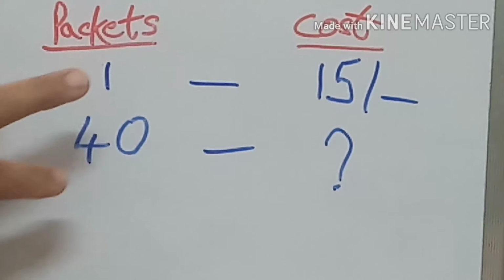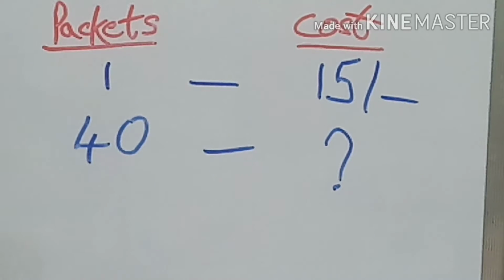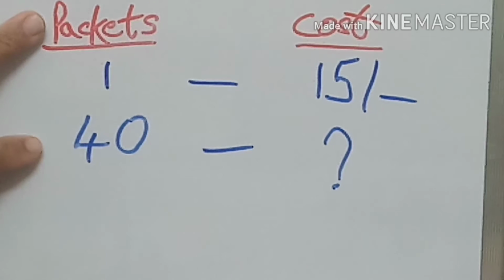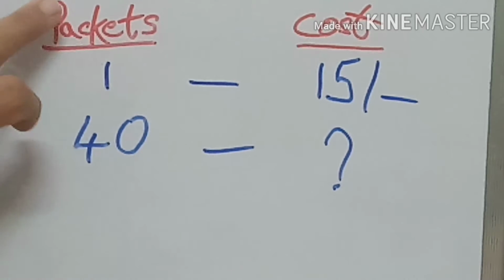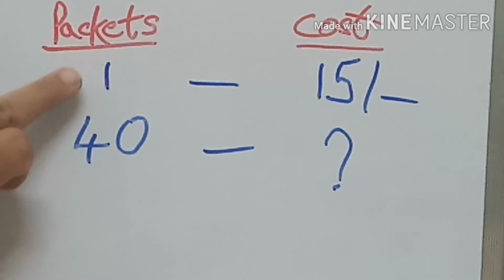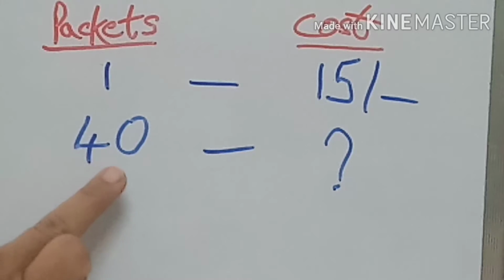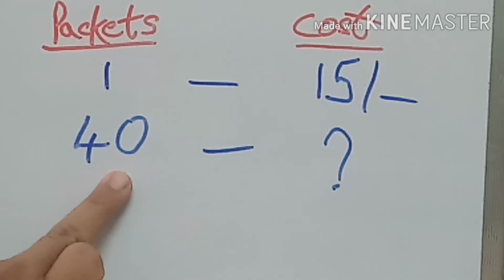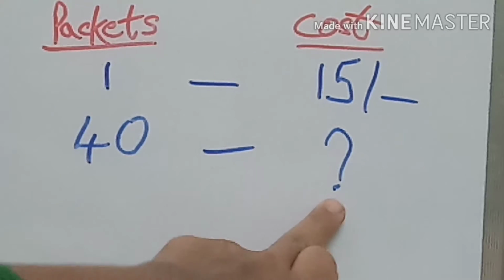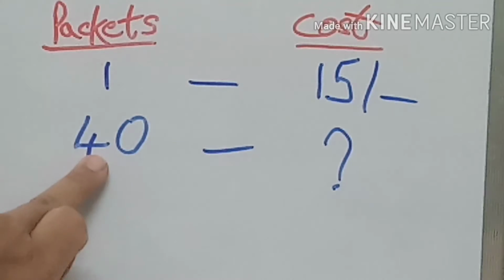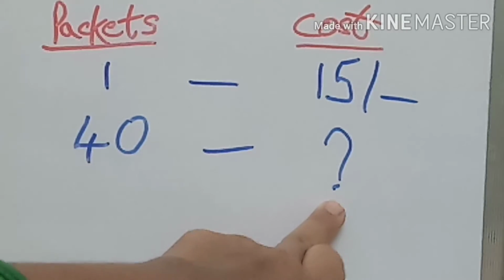So like this, for any word problem, whatever kind, big or small, simple or hard, the format is this. In rough work, first we need to do this in order to have a clear understanding. Packets, cost: one packet costs 15 rupees. In the second sentence, he has given 40 packets, cost how much? He is asking the cost of 40 packets. We need to find out this question mark.